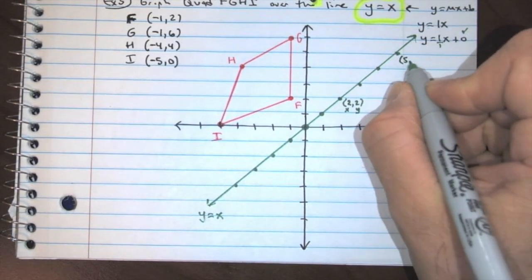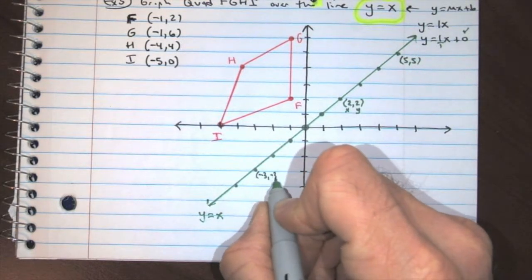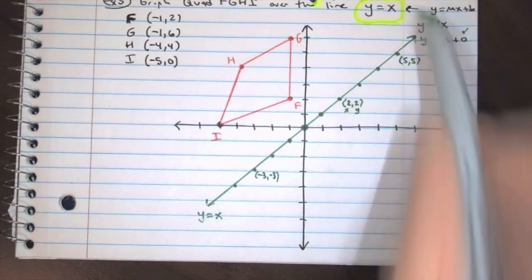You could come up here. This is over 5, up 5. The y equals the x. That's the point -3, -3. The y equals the x. It's kind of cool, however the point matches up.